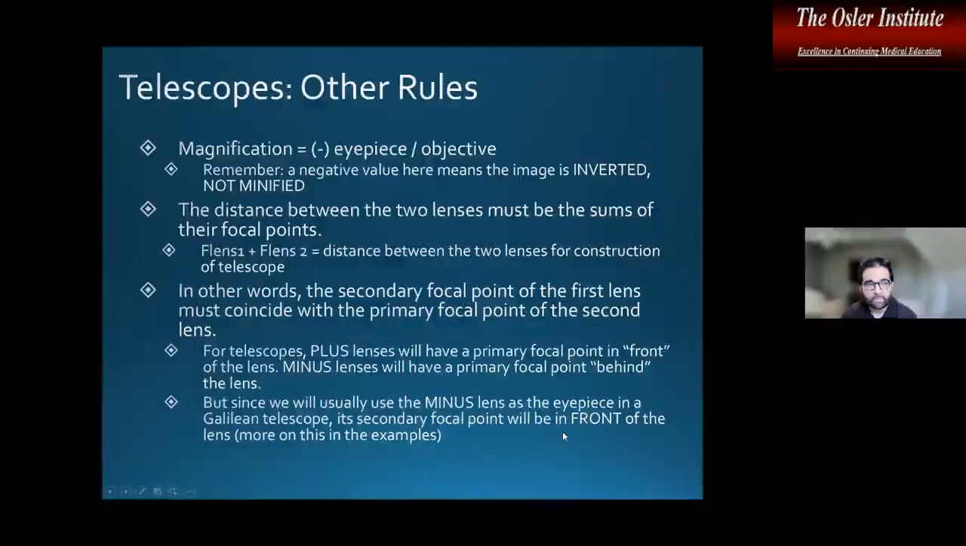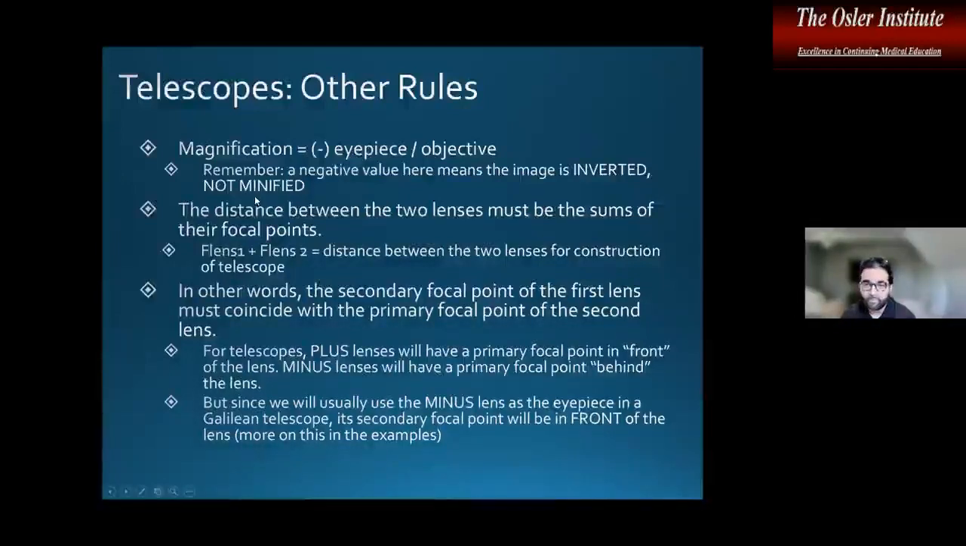All right, some other rules about telescopes. The magnification is going to be minus the eyepiece over the objective. This reminds us that for Galilean telescopes, we're going to have a minus eyepiece power. So a minus along with a minus gives a positive value, to remind you that the image is going to be upright. Whereas with a Keplerian telescope, remember, we're always going to get an inverted image. We get a positive number and a positive number here, but because of the minus sign, we get a minus value to remind us that it's inverted.